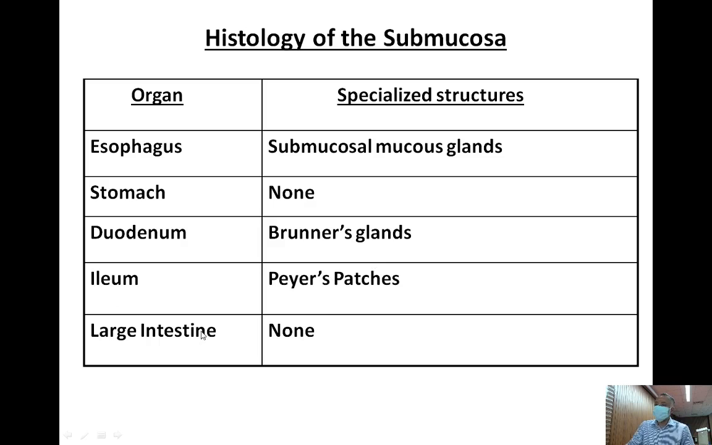Then large intestine, nothing is present, nothing special. That means nothing special is present, that is loose connective tissue, blood vessels. These will be present, but special features are not present, like Peyer's patches, Brunner's gland, or submucosal mucous glands.